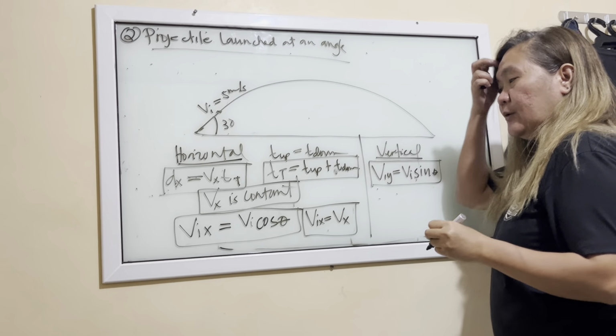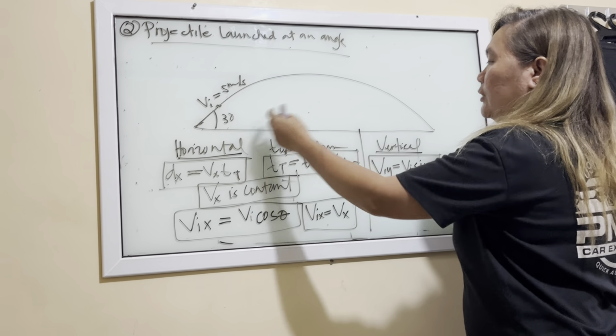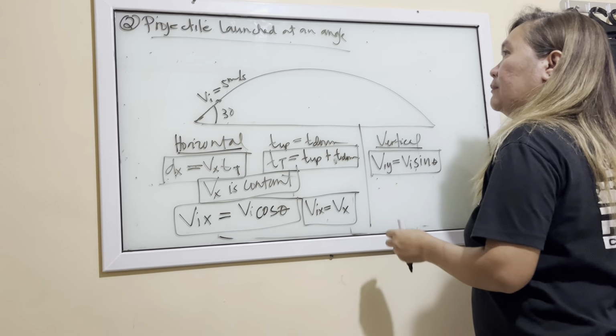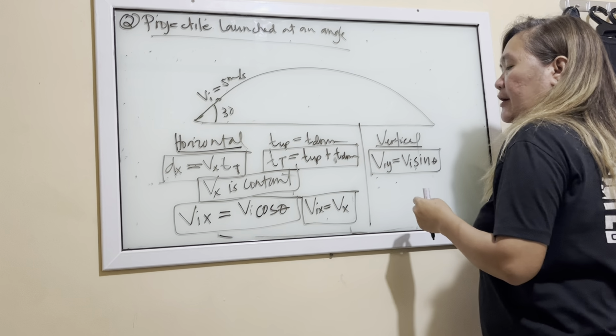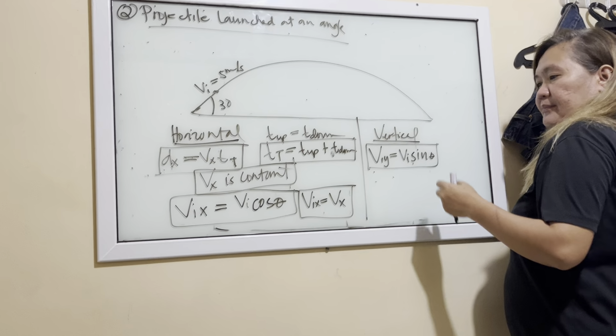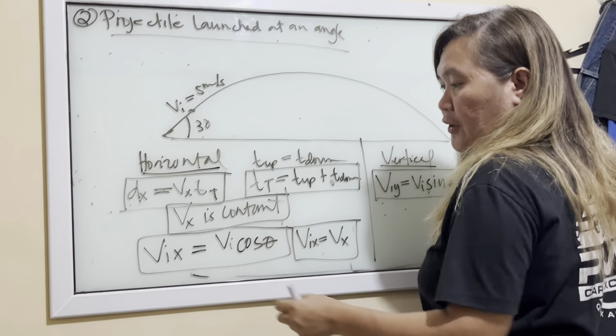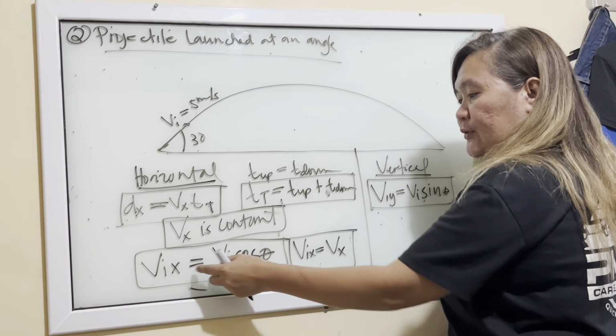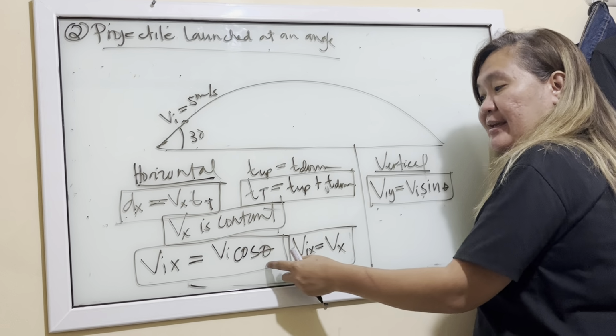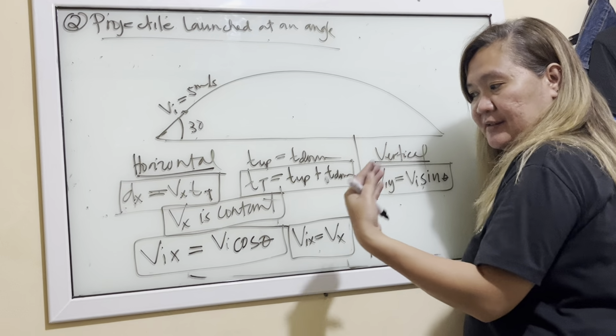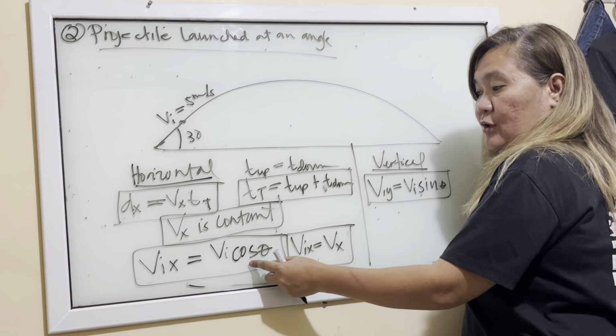Okay. Alright, continuation, we have the horizontal and vertical components of projectile launch at an angle. Earlier, we have this formula for V sub Ix, which is equal to V sub I cosine theta. We discussed this earlier, a trigonometric function.